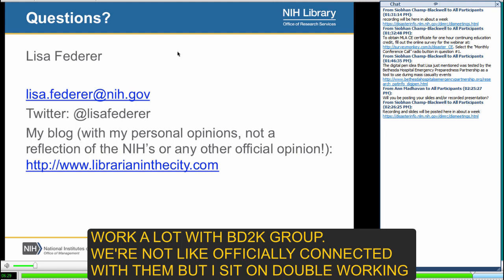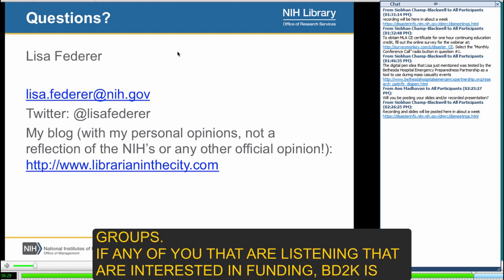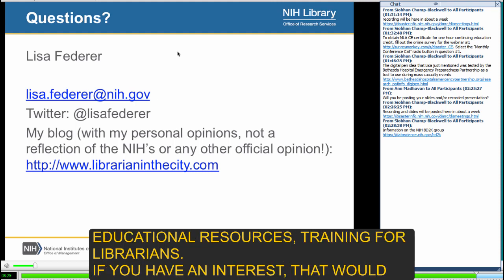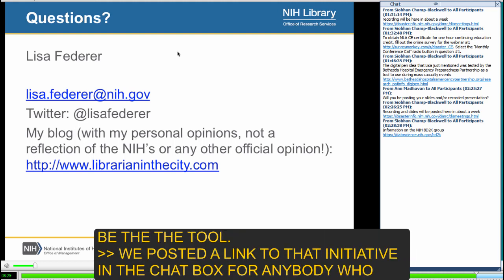And I work a lot with the BD2K group. So we're not officially connected with them, but I sit on several working groups and those sorts of things. So if any of you that are listening are interested in funding, BD2K is potentially something to look at. A lot of libraries have gotten funding to work on things like open educational resources, like training for librarians and data. So if you have an interest, that can definitely be a potential funding source.